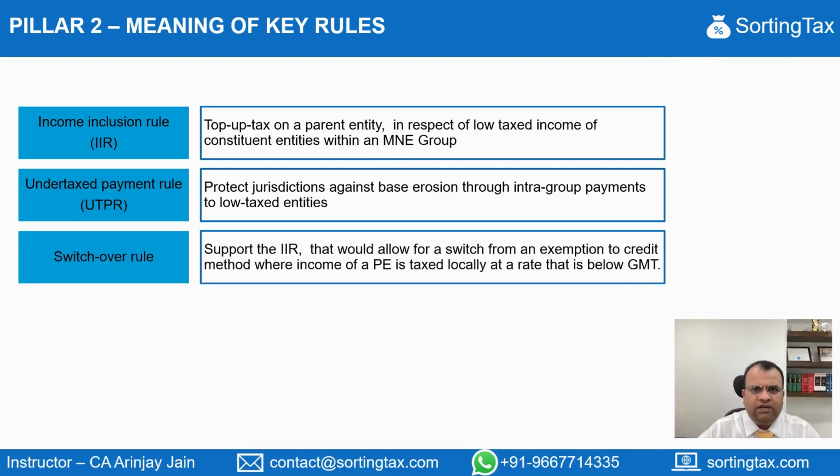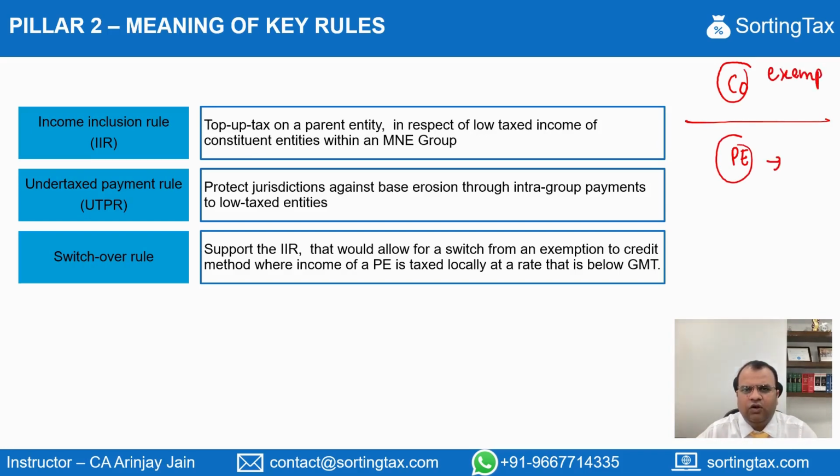Now, the next rule is the switchover rule. And in this case, what happens is, let's say a company has a permanent establishment in another state, and the income from this PE is exempt in the jurisdiction of the head office. If the rate of tax in the jurisdiction of the PE is lower than the global minimum tax, what this rule provides is that this company can actually switch over from the exemption method, whereby the income of the PE is totally exempt, to a credit method.